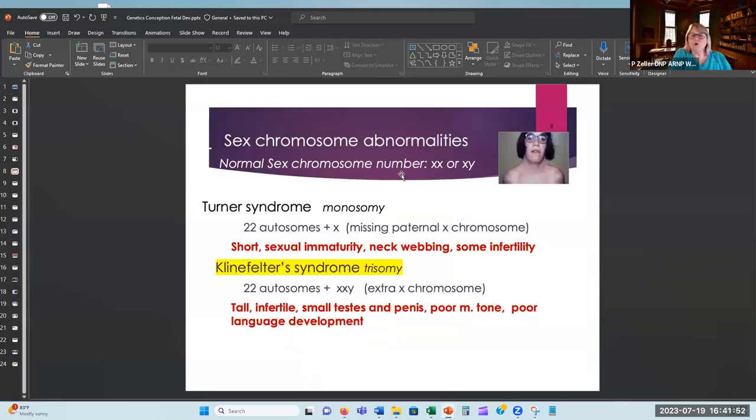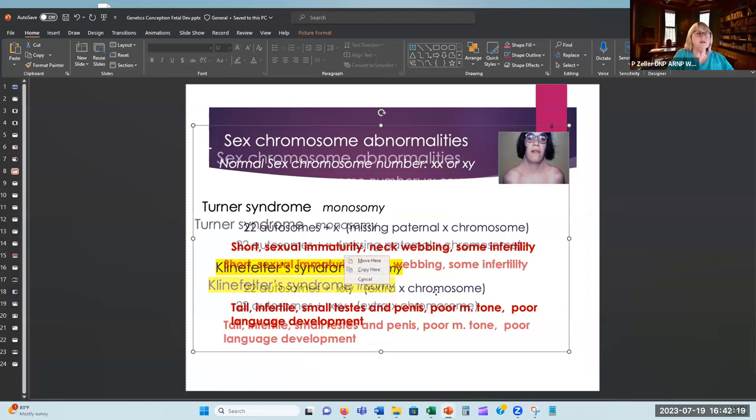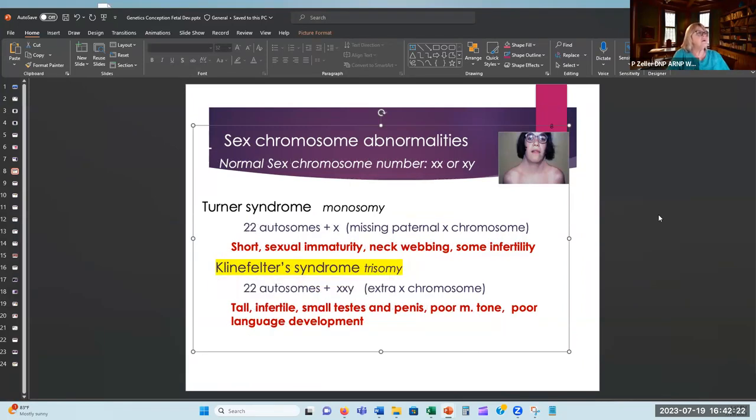So with the abnormal sex chromosomes, all the regular autosomes 1 through 22 could be normal, but either their X or their Y is abnormal. For example, Turner syndrome in females: they have a missing chromosome, so they're considered a monosomy. They only have one X chromosome, not two X's. So these women are short, with sexual immaturity, neck webbing, and some infertility. And there's a picture up there on top.